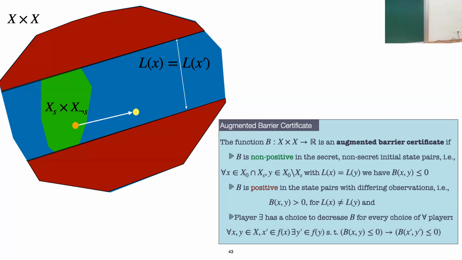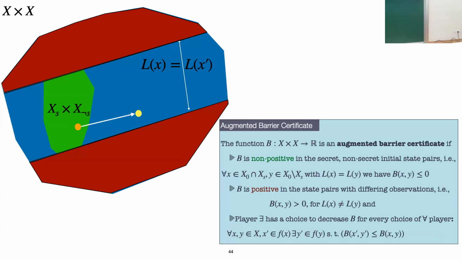For every pair of states X and Y, for every choice in the first copy of the system, there is a choice in the next copy of the system, so that if my barrier is negative, I would keep it negative, right? Or in other words, I would decrease the value of the barrier certificate in the next step. And if you could do that, you have to make sure that you are writing the conditions properly. But once you do that, and you can find a barrier certificate, here is a proof that the system is opaque.